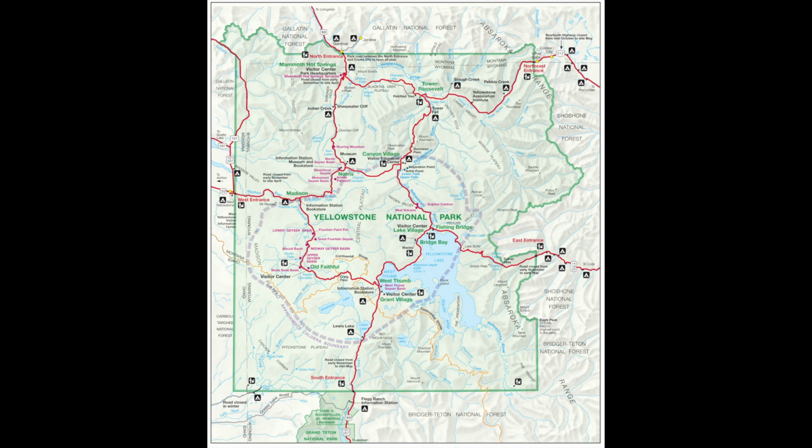Yellowstone Park is located in between Wyoming, Montana, and Idaho. The red color lines in the map are where all the major attractions are located. If we are entering the park from Wyoming, we have to cross the Grand Tetons to get into Yellowstone.